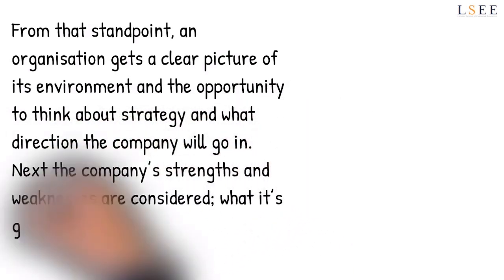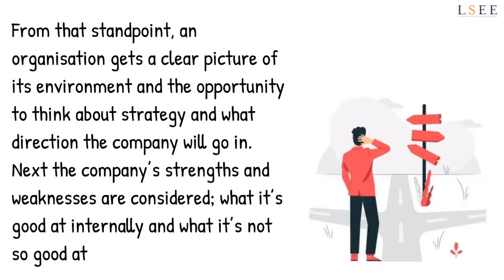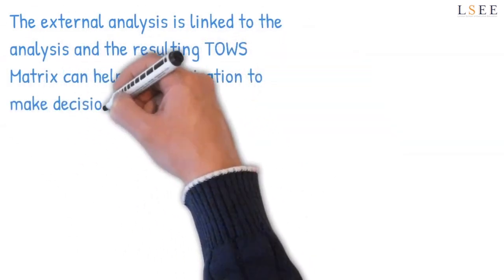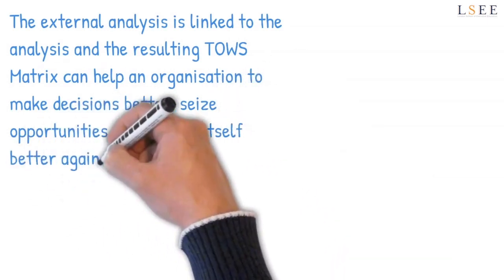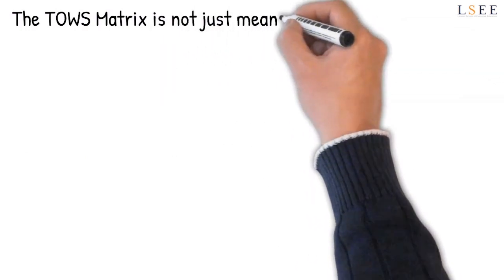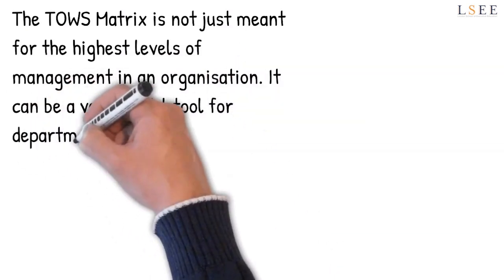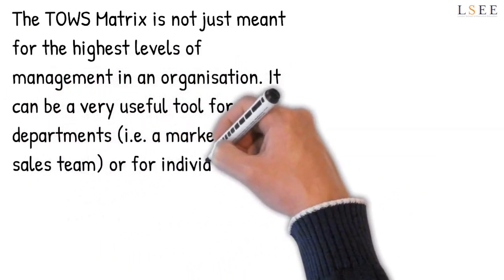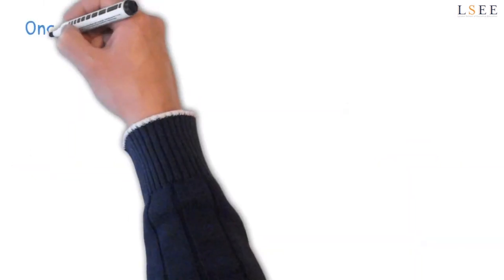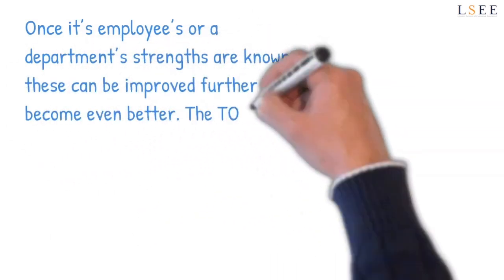Next, the company's strengths and weaknesses are considered, what it's good at internally and what it's not so good at. The external analysis is linked to the internal analysis, and the resulting TOWS matrix can help an organization to make decisions better, seize opportunities, and protect itself better against threats. The TOWS matrix is not just meant for the highest levels of management in an organization. It can be a very useful tool for departments, i.e. a marketing or sales team, or for individual employees on an operational level. Once its employees' or a department's strengths are known, these can be improved further to become even better.